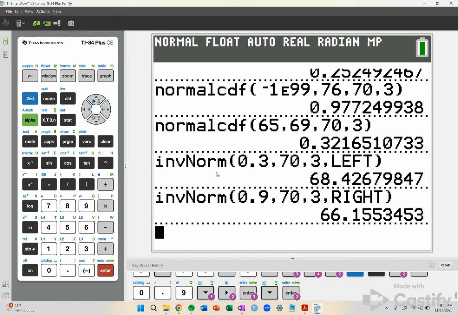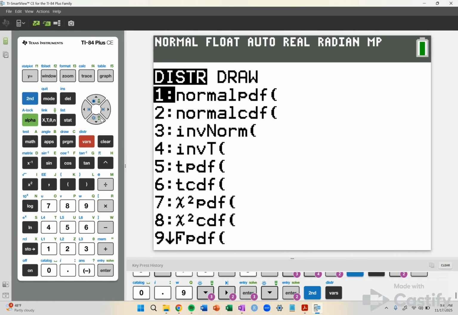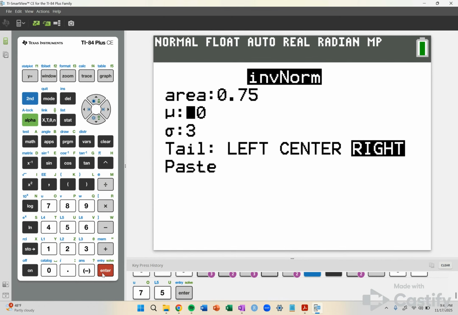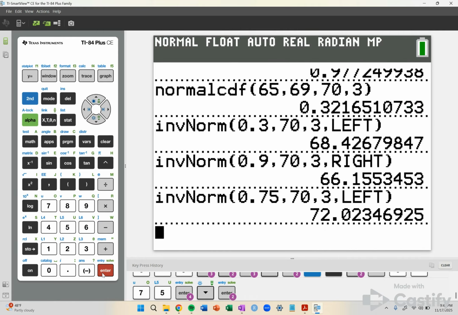Okay, this is really good for finding percentiles because if you remember, the definition of percentile is the value that has that percentage of the distribution less than or equal to it. So if we wanted to find the 75th percentile for adult male height in the United States, we could type in 0.75 as the area to the left. This gives us our 75th percentile, 72 inches.